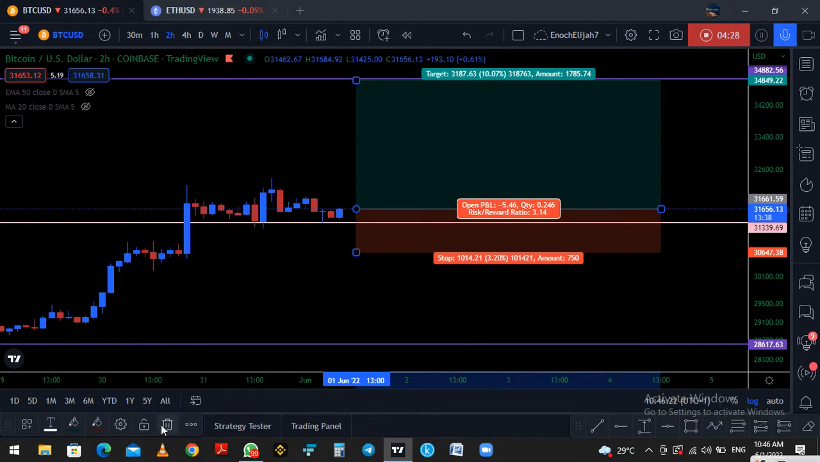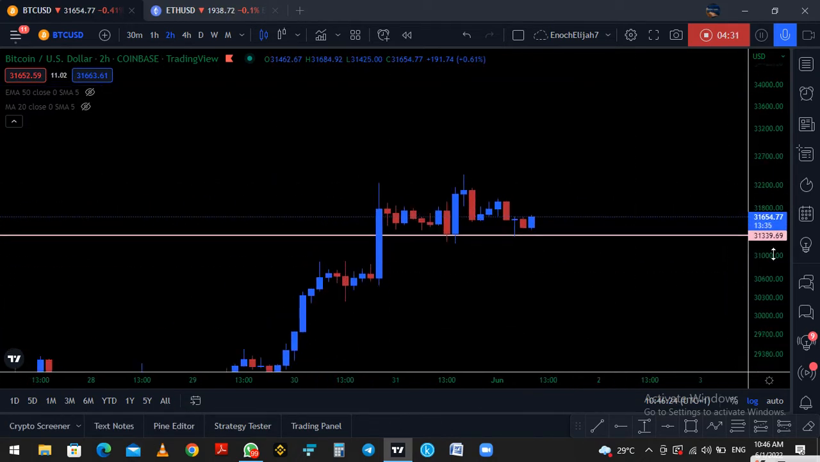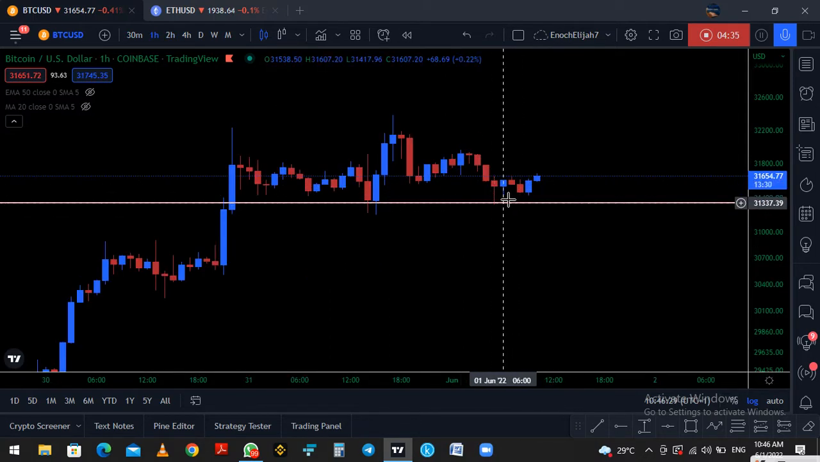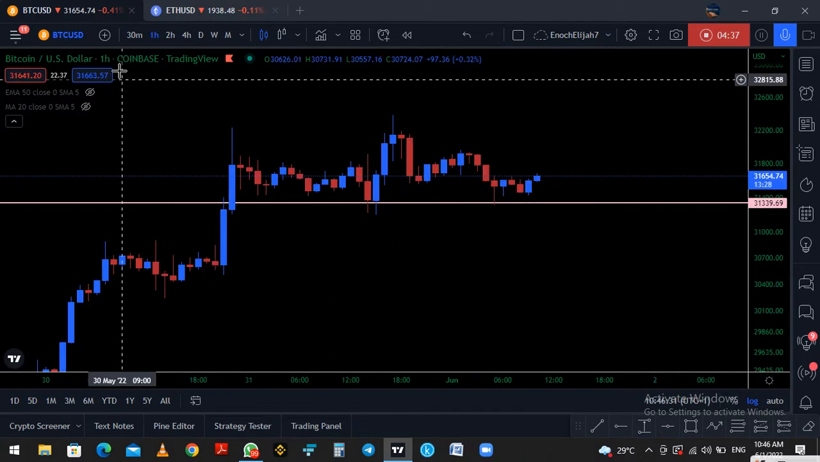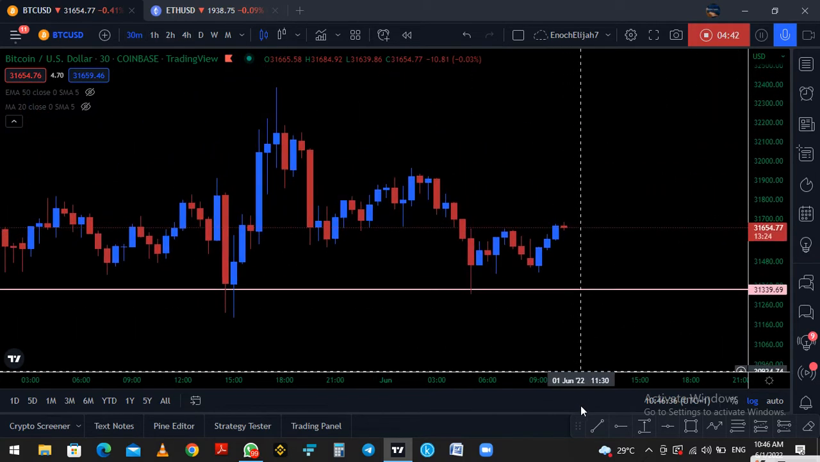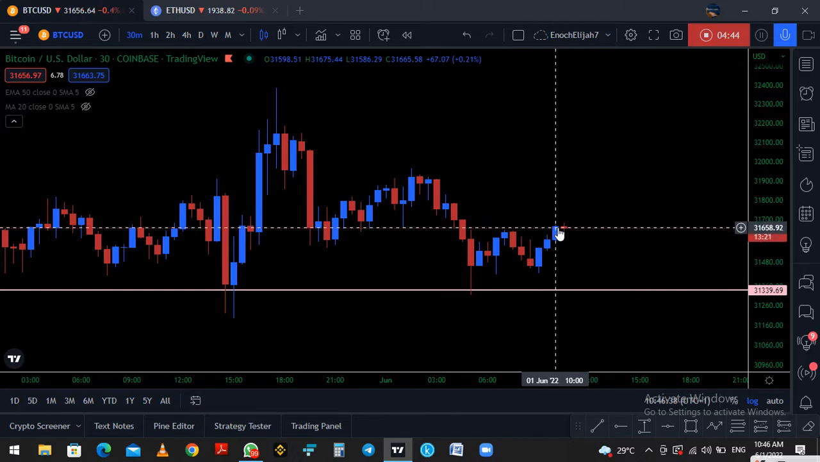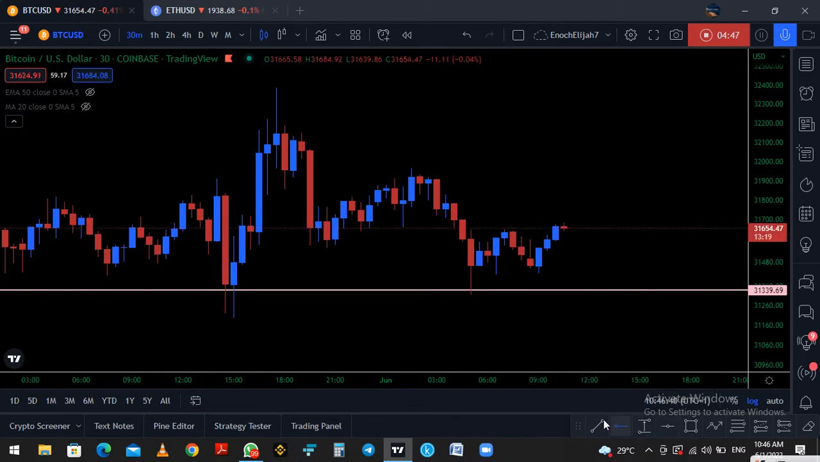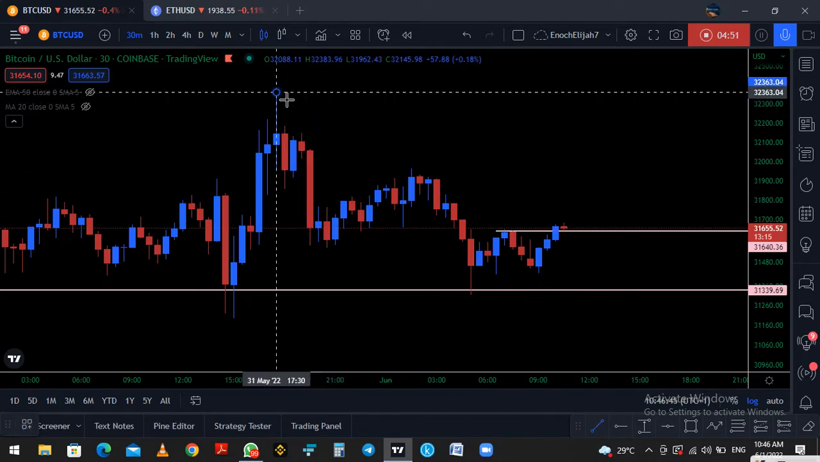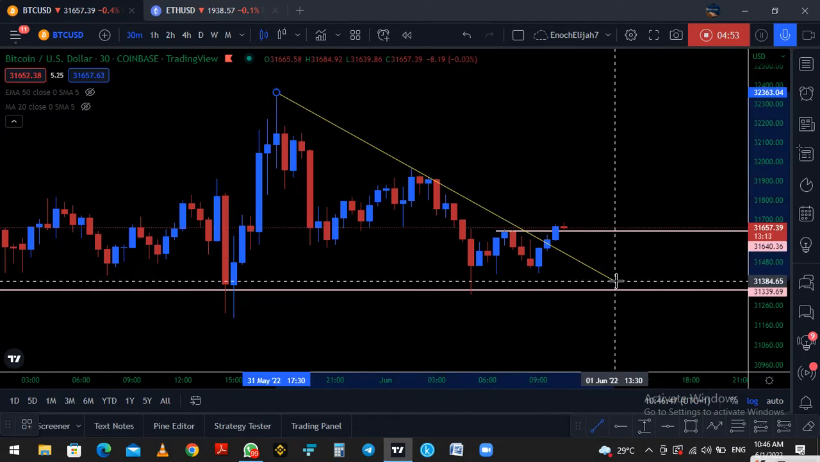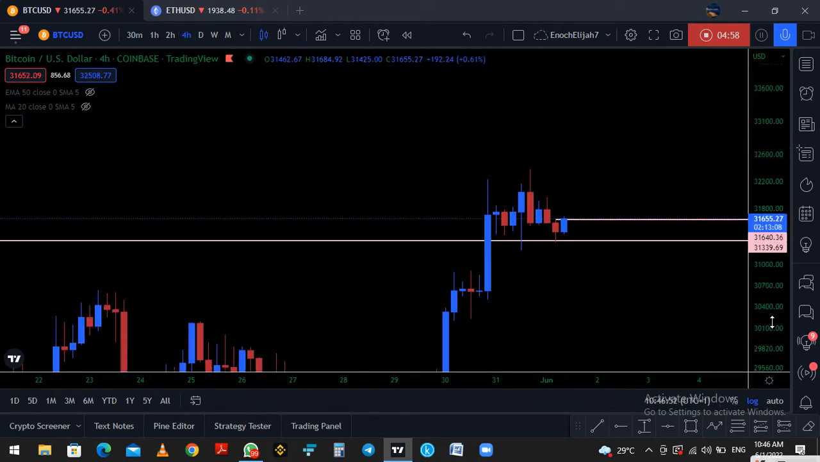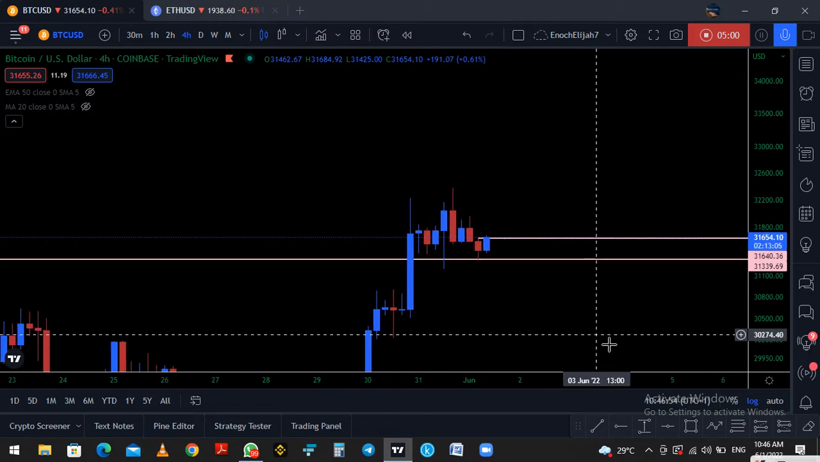Let me remove this again. Let me show you on a lower time frame. You can see it's a retest of that zone. So this is a bullish market for me. Now we had a higher high already formed right here. It broke above the zone already. You can see it broke out of this smaller lower time frame downtrend. So this is a buy for me on Bitcoin.